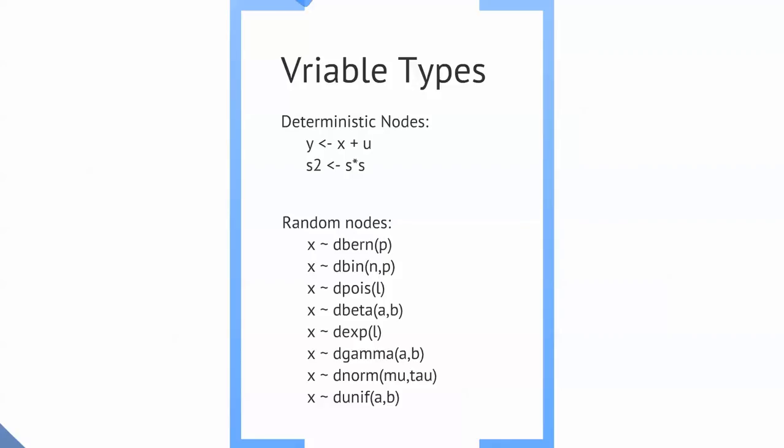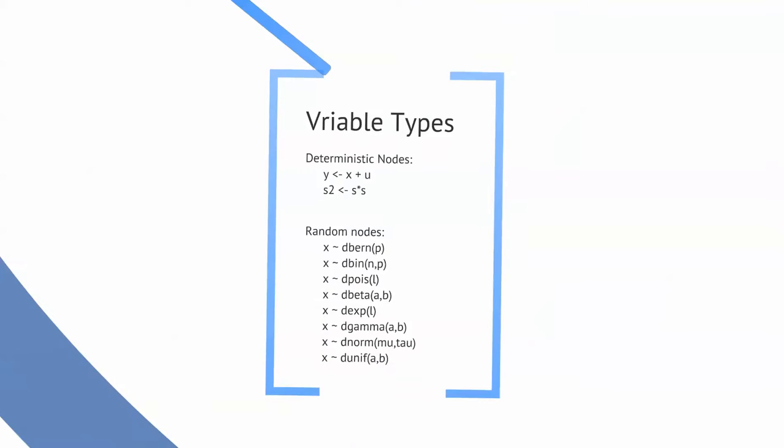And you can see there are various distributions that are supported by BUGS, and we can generate samples from those distributions when we specify the parameters. For example, it supports Bernoulli, binomial, Poisson, beta, exponential, gamma, normal, uniform, and many other distributions.